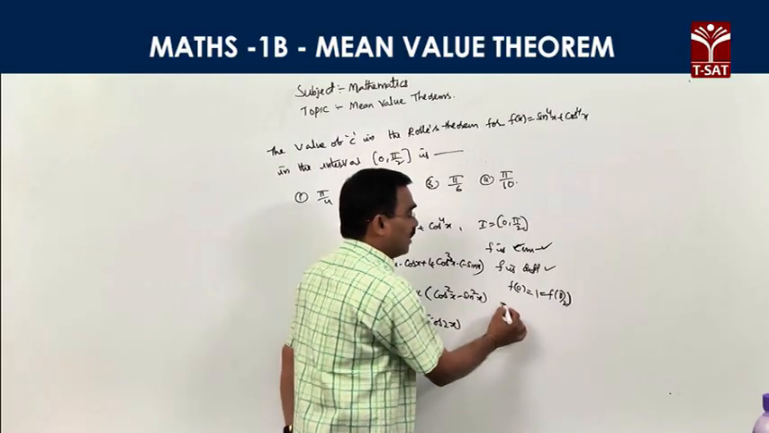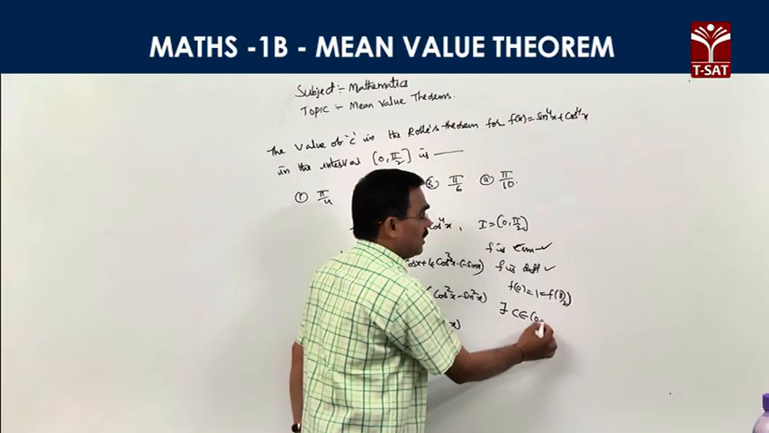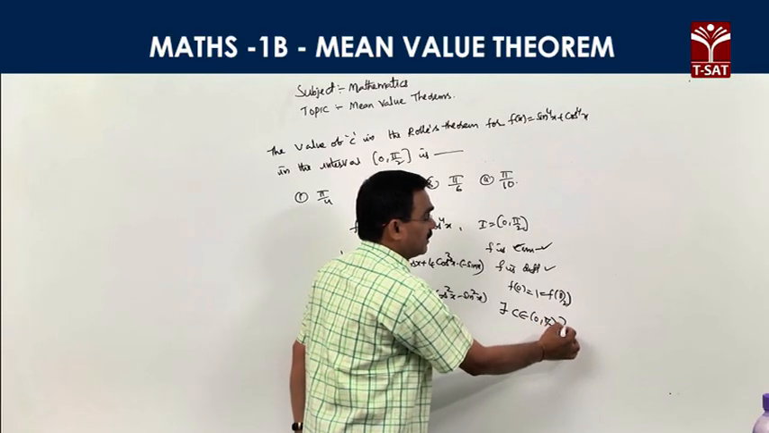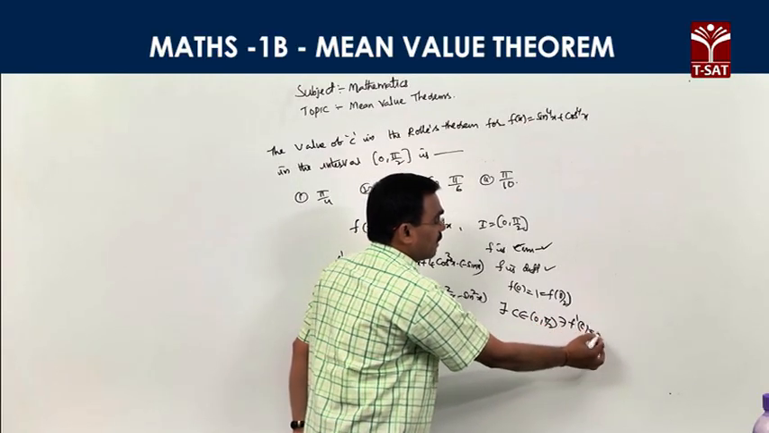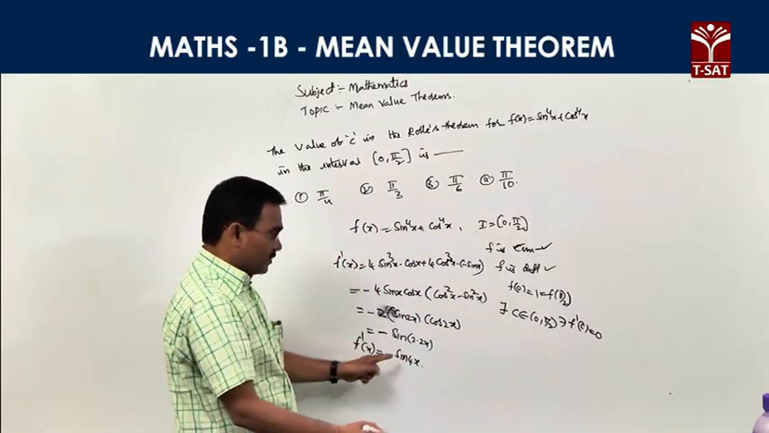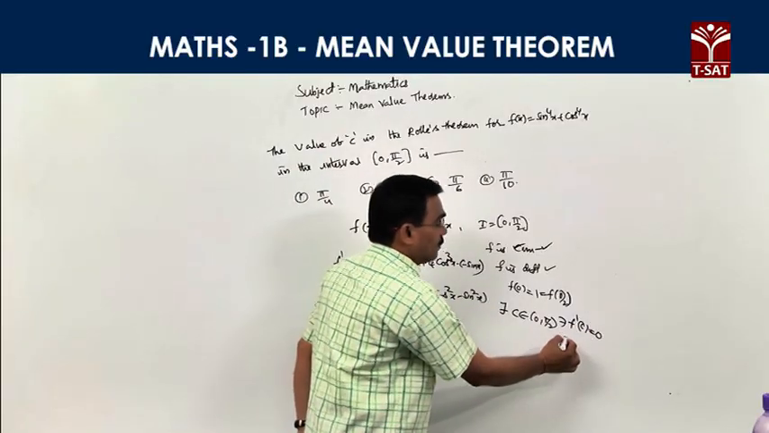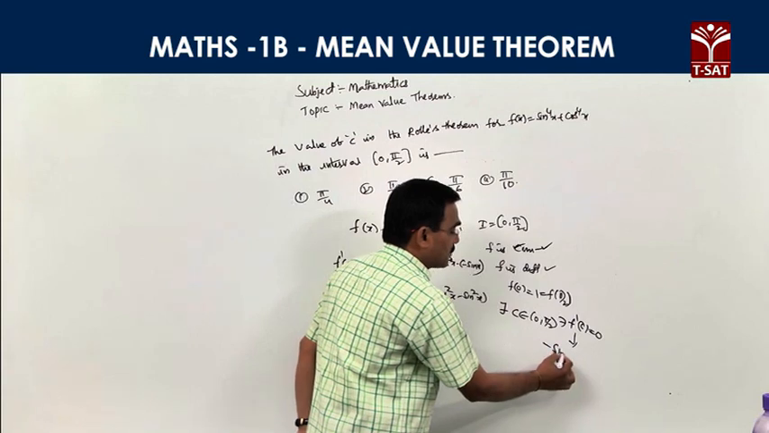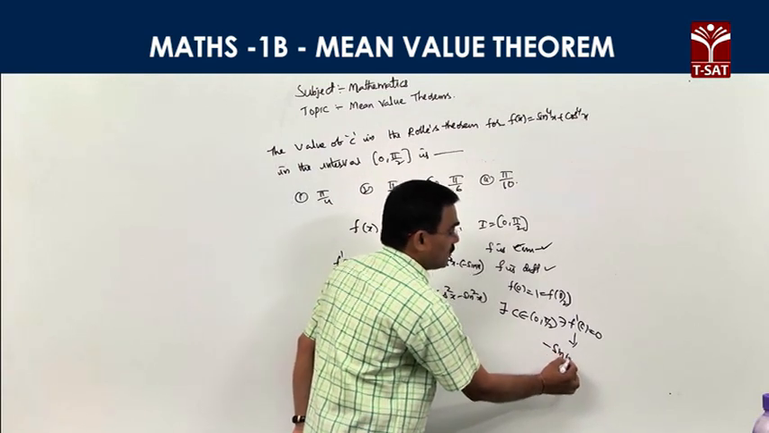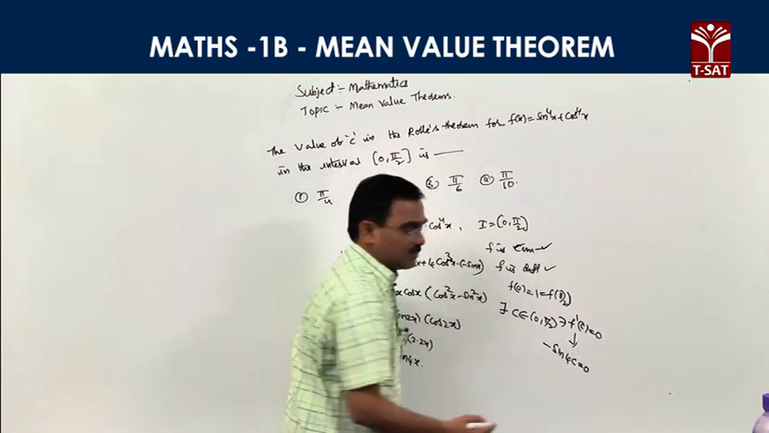According to Rolle's theorem, there exists a point c belonging to open 0 comma pi by 2, so that f dash c is equal to 0. What is f dash x? Minus sin 4x. So according to this, minus sin 4c is equal to 0.